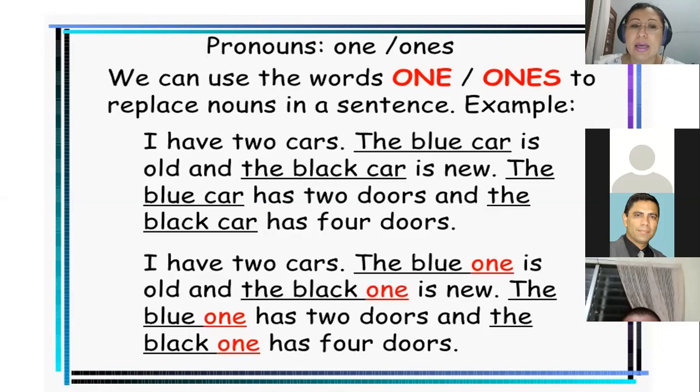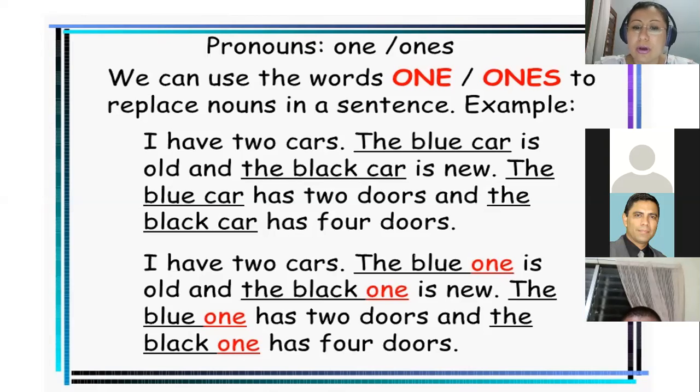For example, I have two cars. The blue car is old and the black car is new. The blue car has two doors and the black car has four doors. But if you see, you have to repeat the word car every time you talk about a color, you have to say car, okay? So to eliminate that monotony in the word car and repeating many times, you can say, I have two cars. The blue one is old and the black one is new.